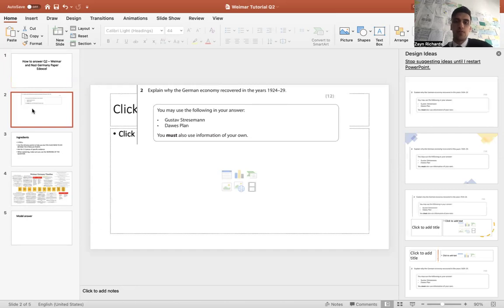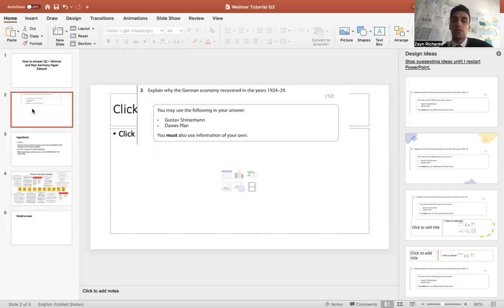So the question will always take the format of explain why, and then there'll be the question. So explain, in this case, why the German economy recovered in the years 1924 to 29, and it is worth 12 marks. And then you are given stimulus points underneath. So you may use the following in your answer: Gustav Stresemann and or the Dawes plan. Bear in mind that those stimulus points are optional. Okay, so it says you may use the following. You don't have to use them.